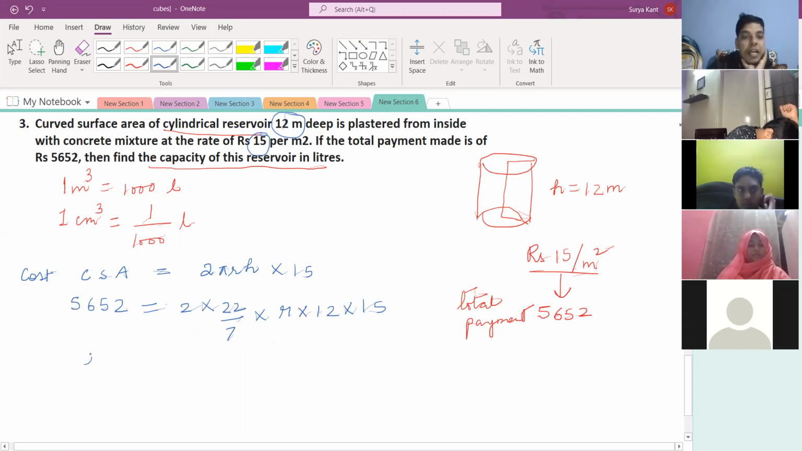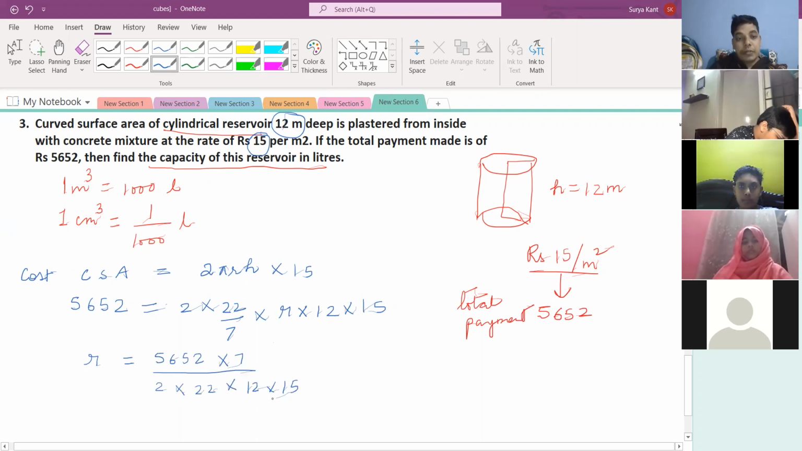So we can find R from here, right? After finding R, we can find the volume. So R is equals to 5652 multiplied by 7 whole divided by 2 into 22 into 12 into 15. So what will you get? Just check.